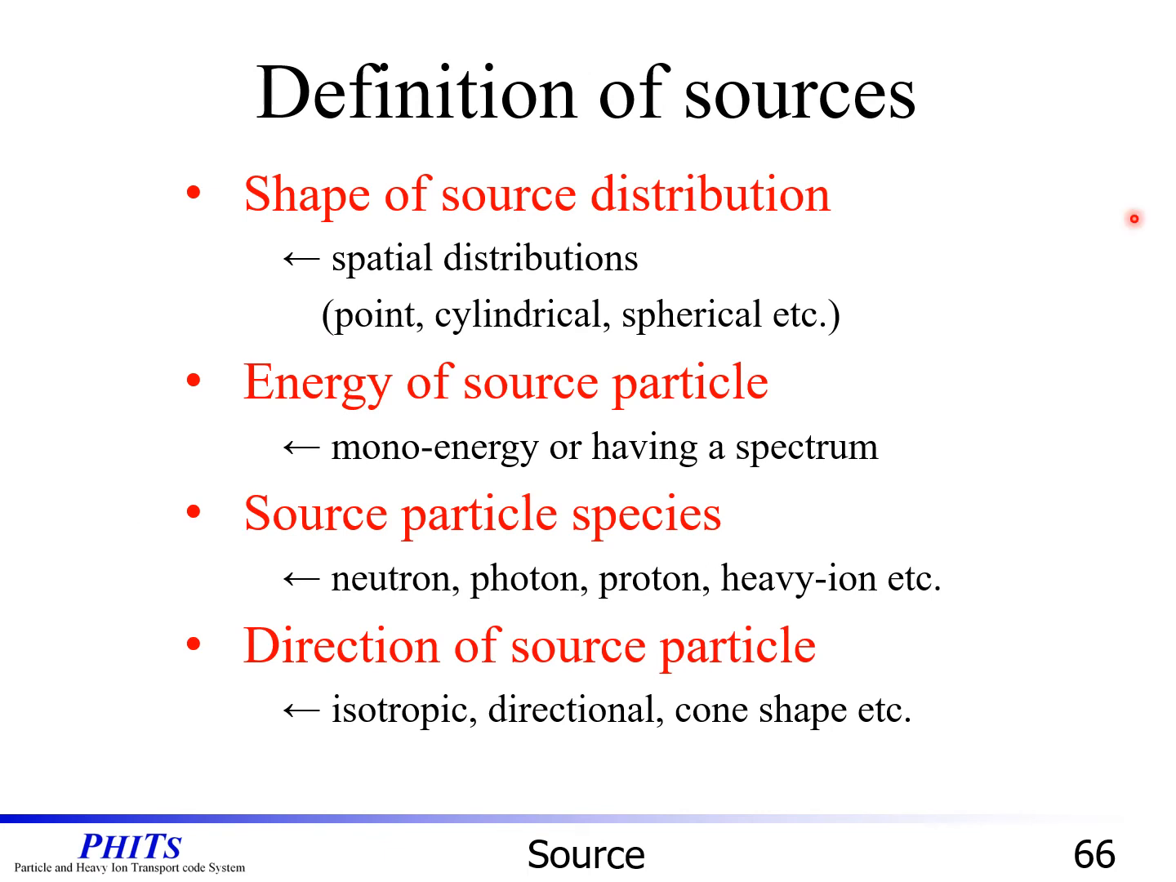In this slide, 4 points to define the source section are shown. The first one is shape of source distribution. This means spatial distributions. Point, cylinder, sphere, etc. are available. Next is energy of source particles. Mono energies or continuum spectra can be set. The third one is source particle species. We can set neutron, photon, proton, heavy ion, etc. The last is direction of source particles. Isotropic, directional, cone shape, etc. can be set.